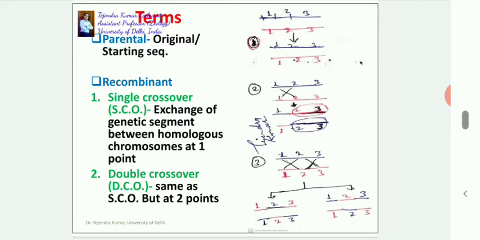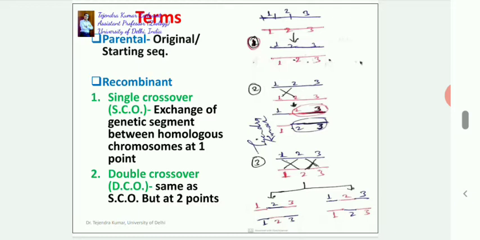Single crossovers are those sequences which are generated by a single exchange of a gene, and double crossover means they exchange their genetic material at two points. Suppose there is a DNA sequence. I took three examples here which you can identify in these diagrams.